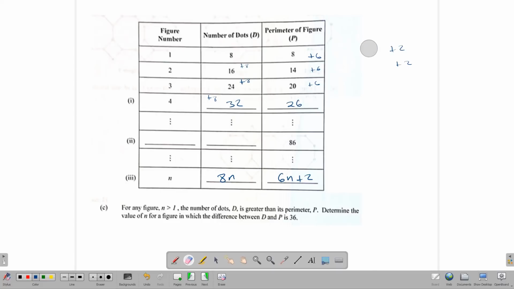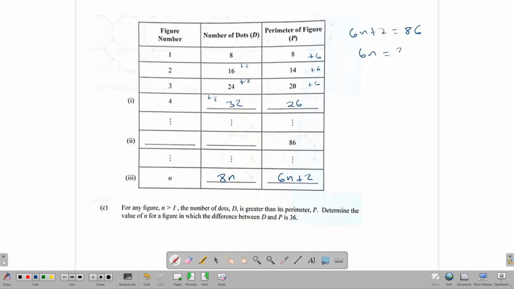So rather than spending time to write out the numbers and to reach at this point, simply go ahead and spend your time finding the formula. And then once you find the formula, you can actually figure that out easily. So 6n plus 2 here equals 86. And we can find the answer there.